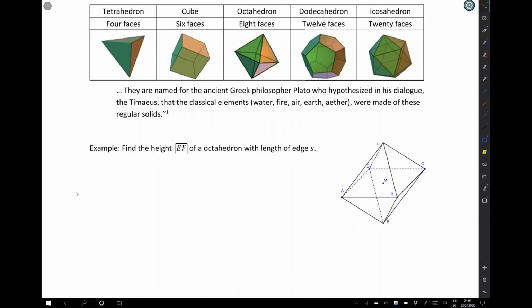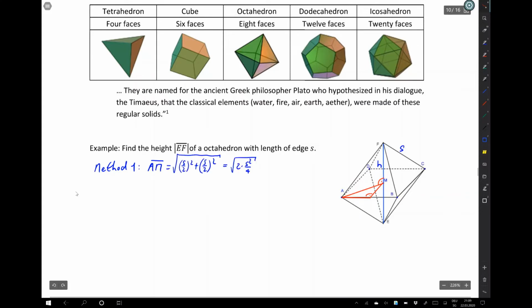Let us look at an example with one of these regular solids, namely the octahedron. The task is to find the height EF here. So try it on your own, stop the film now, and here comes the result. Let us look at the first method that probably most of you have chosen.